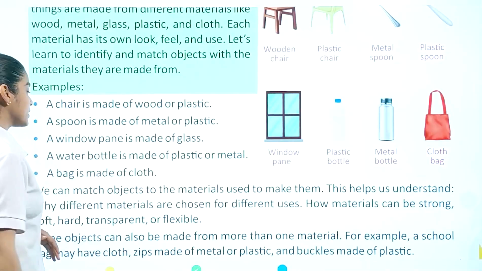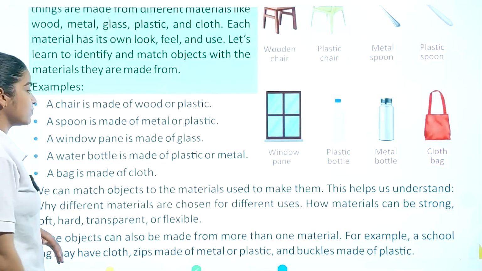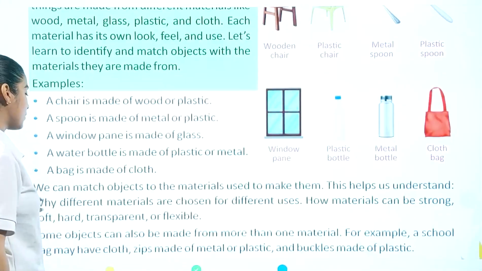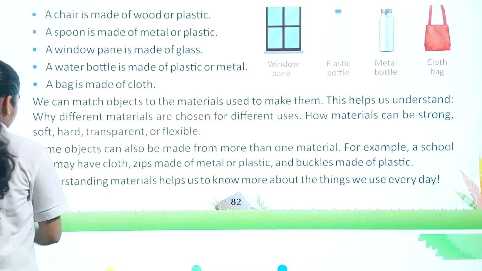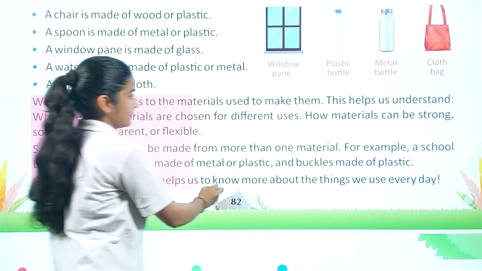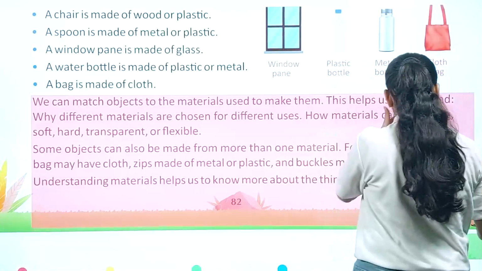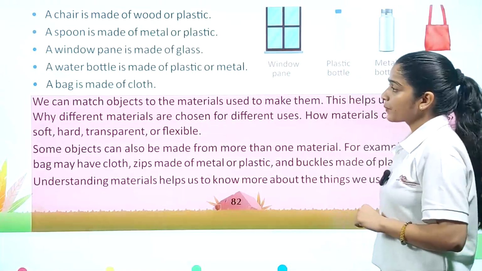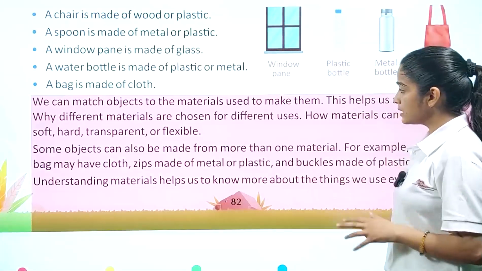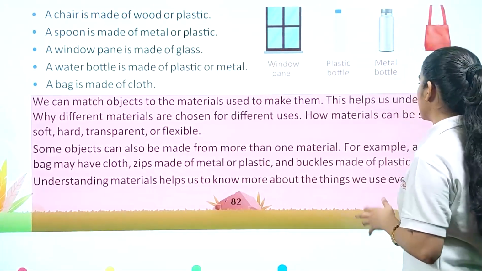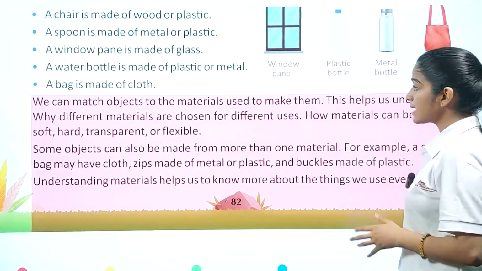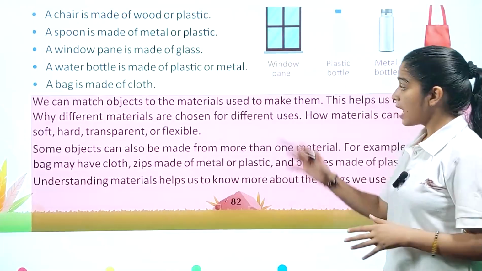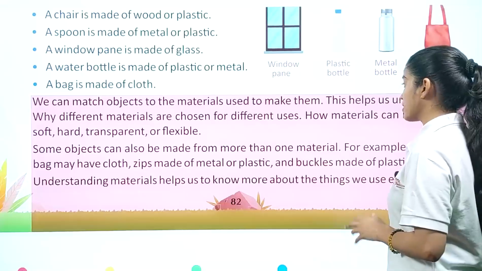A window pane is made of glass. A water bottle is made of plastic or metal. A bag is made of cloth. So next we have, we can match objects to the materials used to make them. This helps us understand why different materials are chosen for different uses.